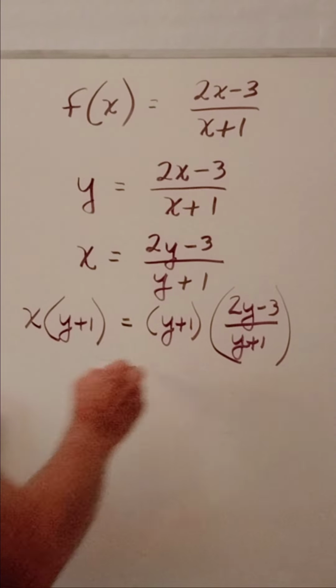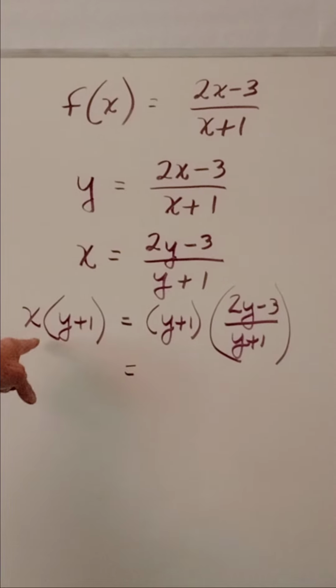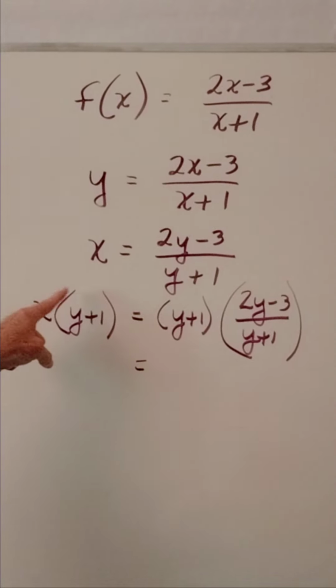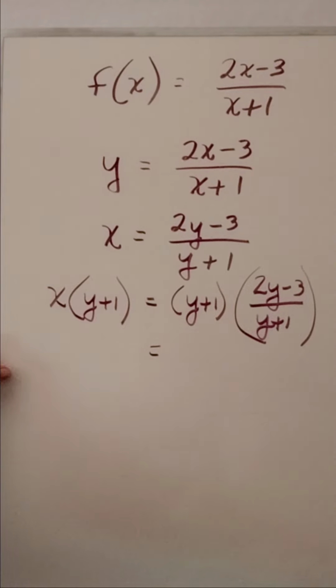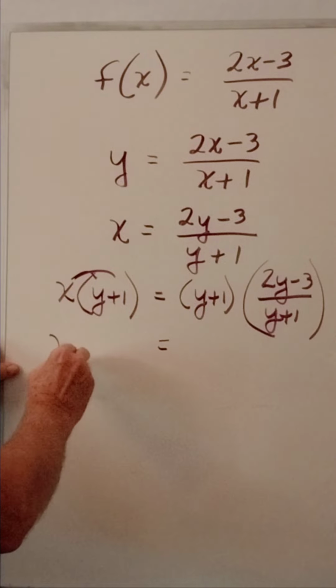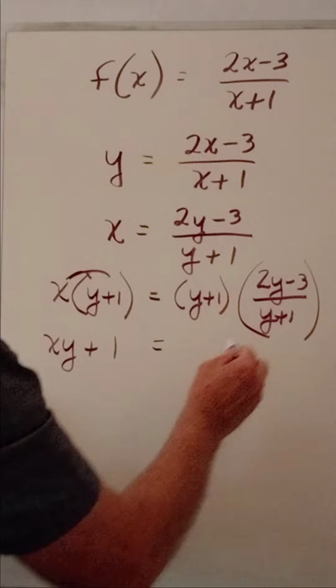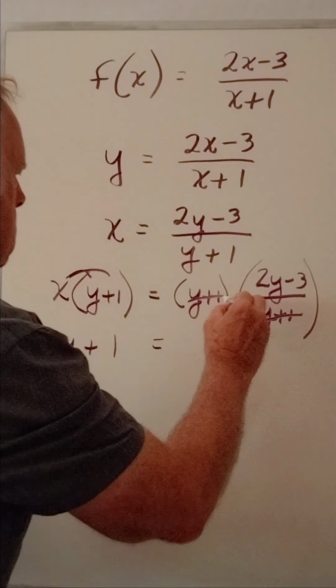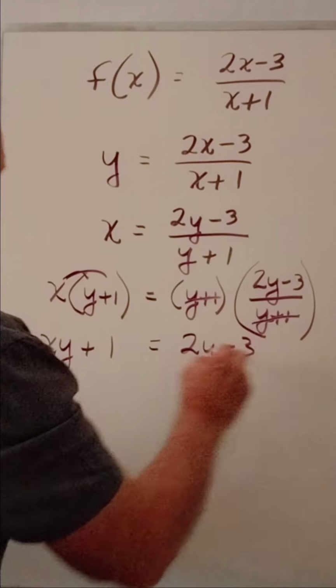On the left-hand side, I believe it's going to be necessary that we distribute. I'm not going to be able to leave it in this form, because in that form we're not going to be able to get y isolated. So we're going to have to distribute on the left. And on the right, the y plus 1's go. We're going to be left with 2y minus 3. Okay.